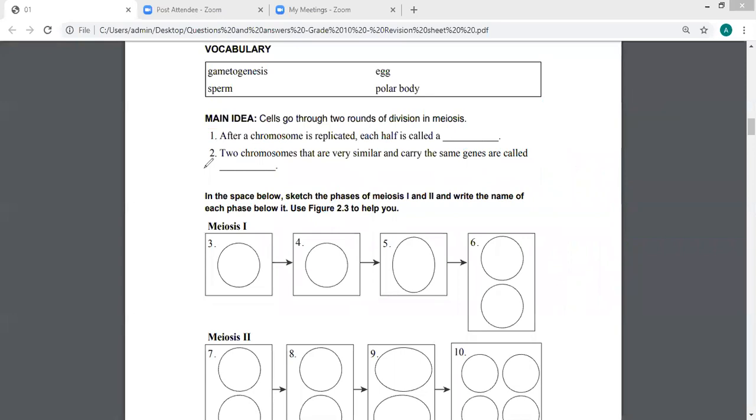Next one. Two chromosomes that are very similar and carry the same genes are called space. And one of them is inherited from the father and the other one inherited from the mother. So what is the answer? Number two. Similar, carry the same. Homologous chromosome. Say it, Mahmoud. Homologous chromosome. Excellent.